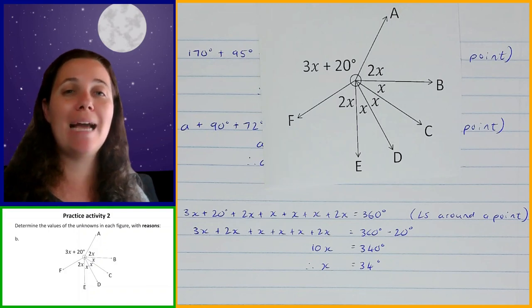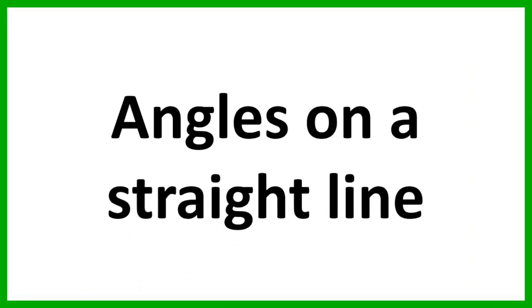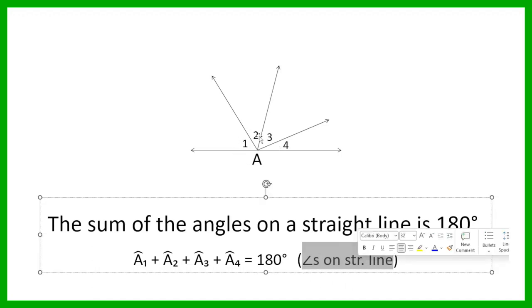So that's how we do angles around a point. Now let's have a look at angles on a straight line. When we're talking about angles on a straight line, we have angles like this over here. Anytime you have angles which are next to each other like this, and they form a straight line, they always will add up to 180 degrees. So angle A1 plus angle A2 plus angle A3 plus angle A4 must add up to 180 degrees because they are angles on a straight line. This is the reason that we give when we're working with angles on a straight line.